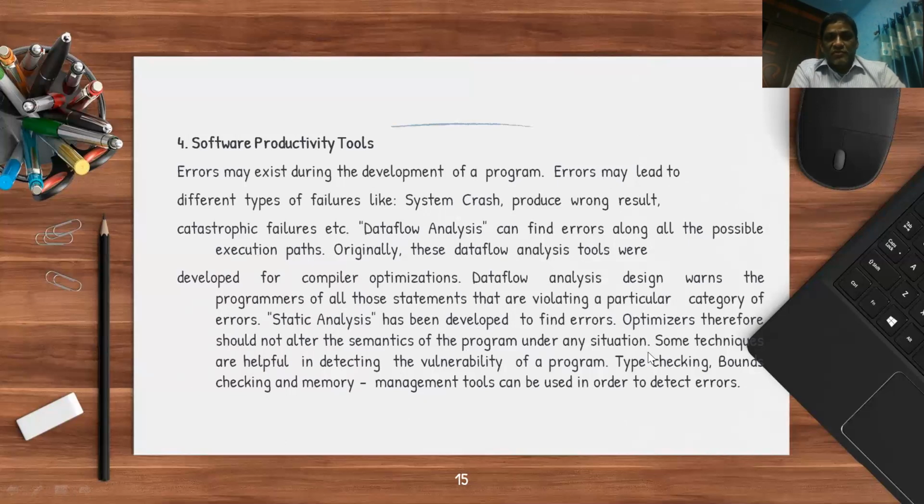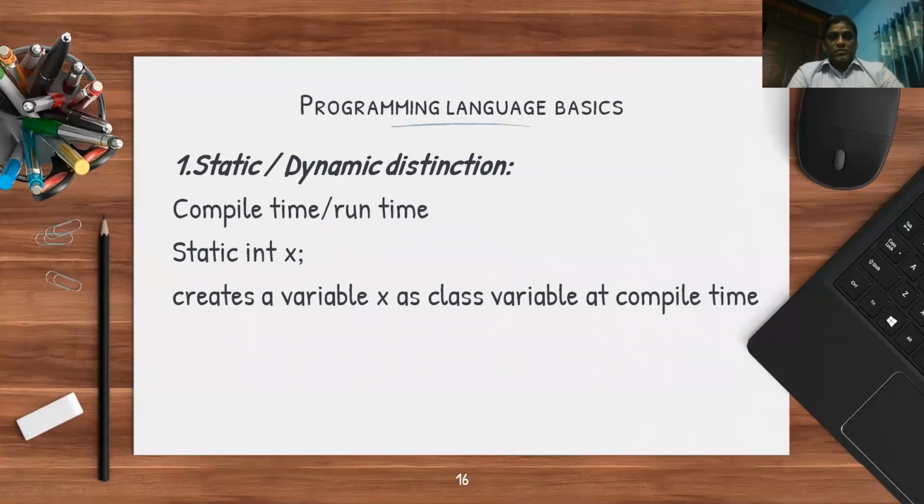And these tools are meant for checking types, if there is any type compatibility, and bounds, if there is any illegal use of memory, and memory management tools, and so on. These tools can find out all possible types of errors that may occur in your program. Okay, so that is with the help of software productivity tools. So these are applications, and now we'll go through some important programming language basics.